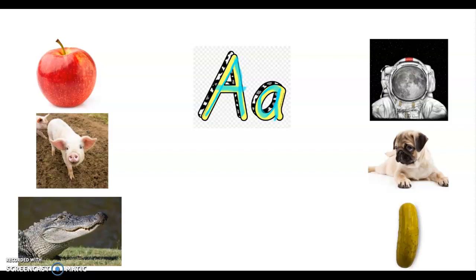All right, so let's look at all of these pictures, and we're going to circle the ones that have "ah" at the beginning, at the very front, the very first sound that we hear. If we hear "ah," we're going to circle it. All right, our first picture is an apple. Do you hear "ah" at the beginning of apple? I do. Let's circle it. Good job.